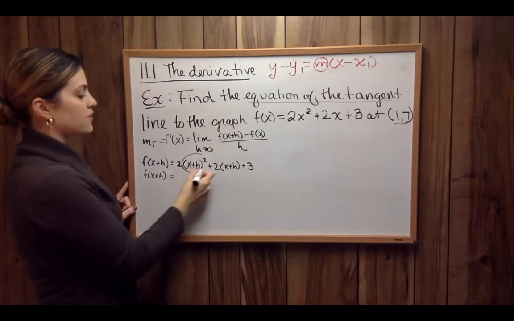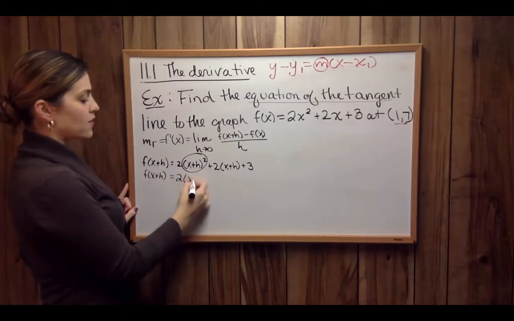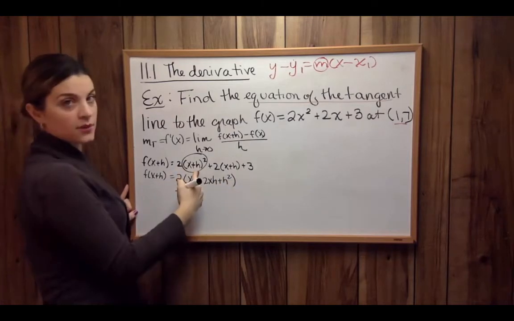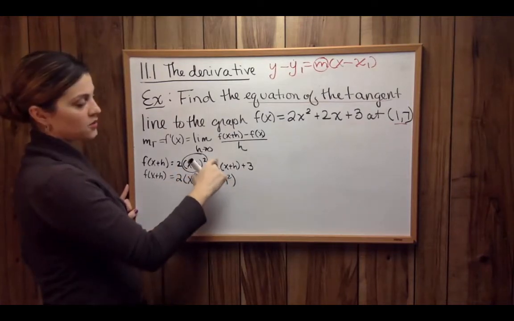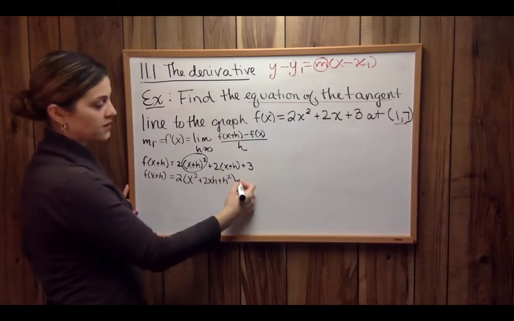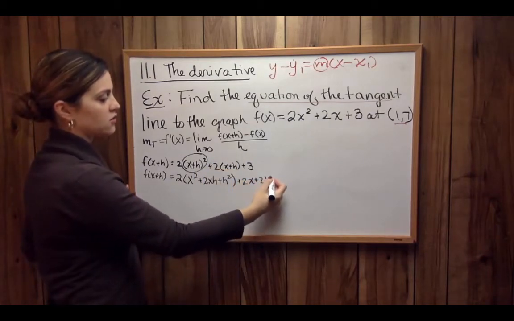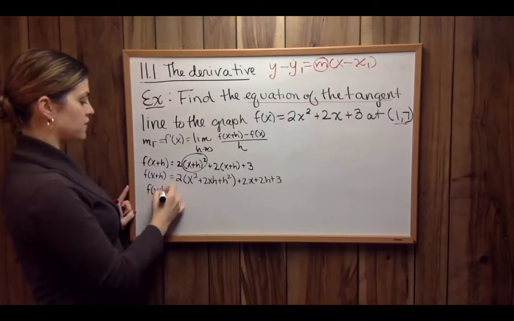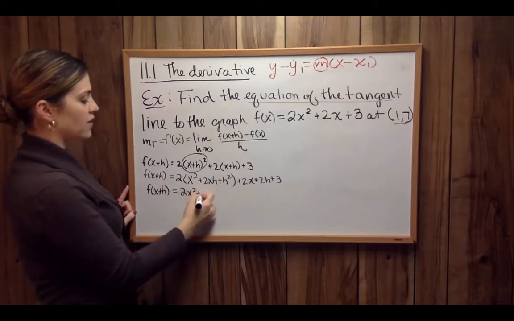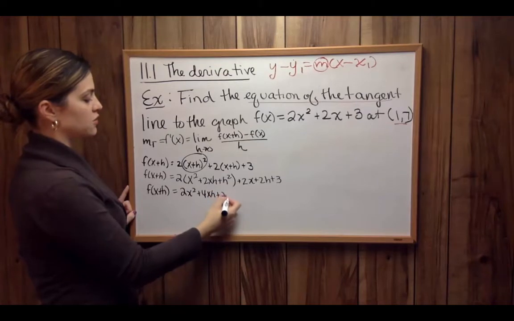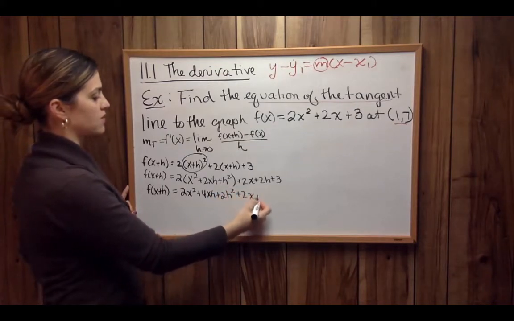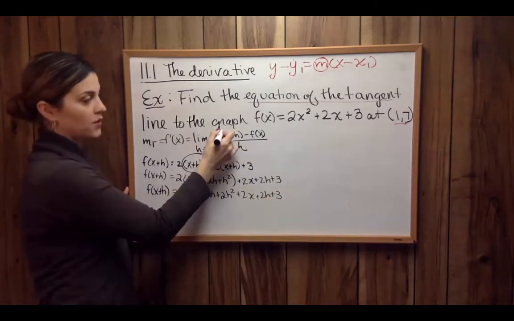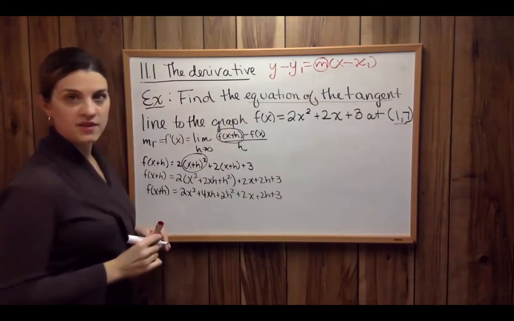Remember earlier I told you to memorize what this x plus h squared is. So assuming that we remember that, that's x squared plus 2xh plus h squared. That 2 that was in front of the parentheses stays there. Now you can distribute the 2 in front of the second term into the parentheses. So that's 2x, 2h plus 3. And lastly, distribute the 2 in front of the first parentheses. So f of x plus h is 2x squared plus 4xh plus 2h squared plus 2x plus 2h plus 3. That entire polynomial is what we're placing into the spot of f of x plus h.